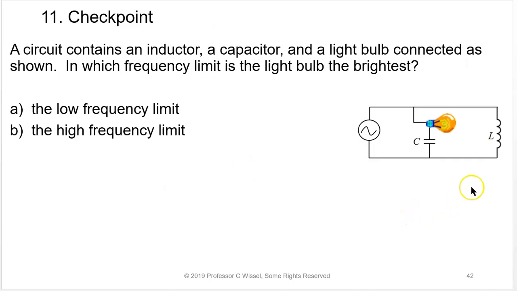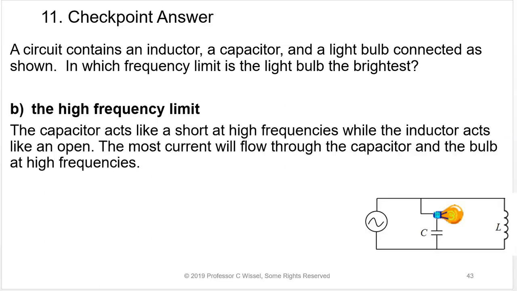The circuit contains an inductor, a light bulb, and a source connected as shown. In which frequency limit is the light bulb the brightest? Well, I remember that the reactance of a capacitor goes down as the frequency goes up. If the reactance goes down, it acts like a wire to the light bulb. Okay, so this means the light bulb will be bright at high frequency. The inductor hates high frequency, so its reactance is going to be extremely high. So it's like this is a huge resistance and that's a wire. So the light bulb is going to be brightest at the high frequency limit.